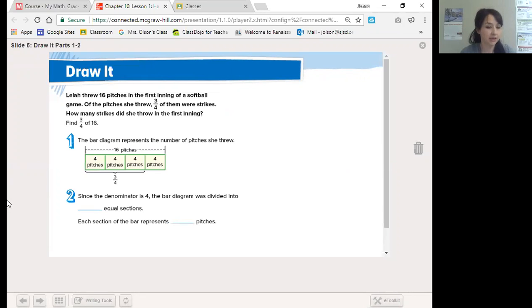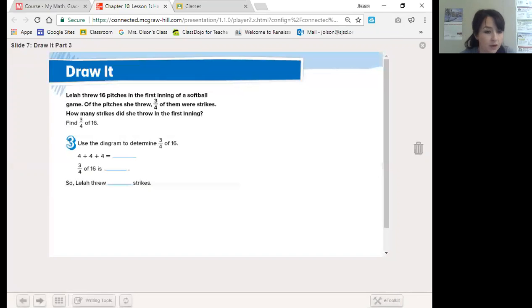All right, so let's go on to the next one. Actually, we'll check and see if we got it right. We did, 4 and 4. All right, so then we need to use the diagram to determine what 3/4 of it is going to be. So we can use addition, right? And we know that 4 groups, 4 in each group, 3 times is going to give us 12. So 12 goes on that 4 plus 4 plus 4. And so 3/4 of 16 is how much? 12, right? So Leila threw 12 strikes. This seems pretty simple.